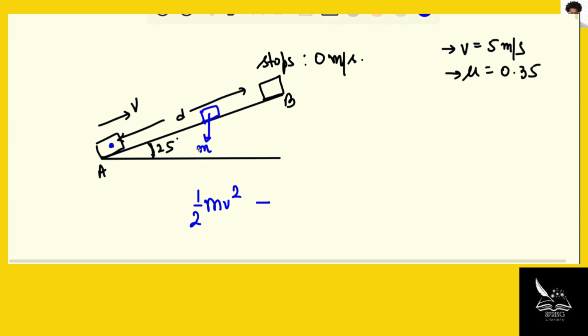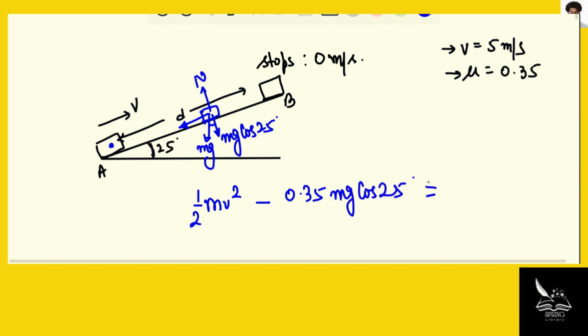So the weight is in the downward direction, and the normal force will be the component of this weight, and that will be mg cos 25 degrees. And now we can observe that the friction force will be equal to the kinetic friction times the normal force, that's 0.35 times mg cos 25 degrees.